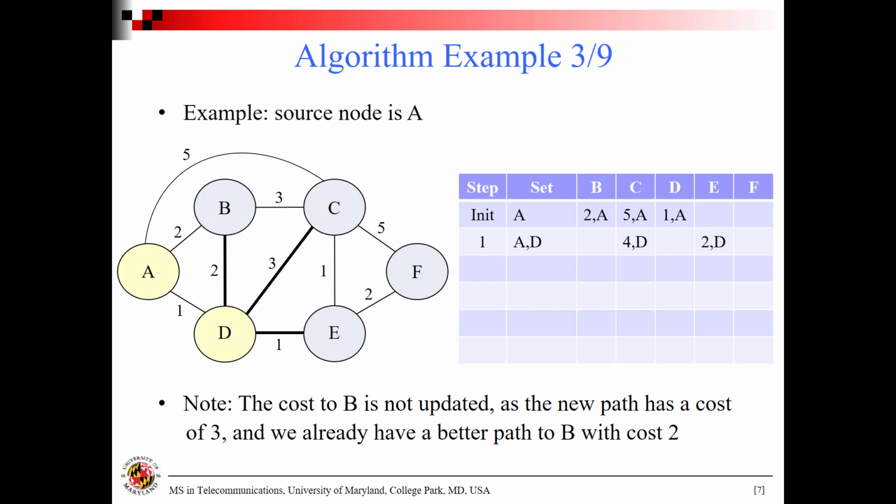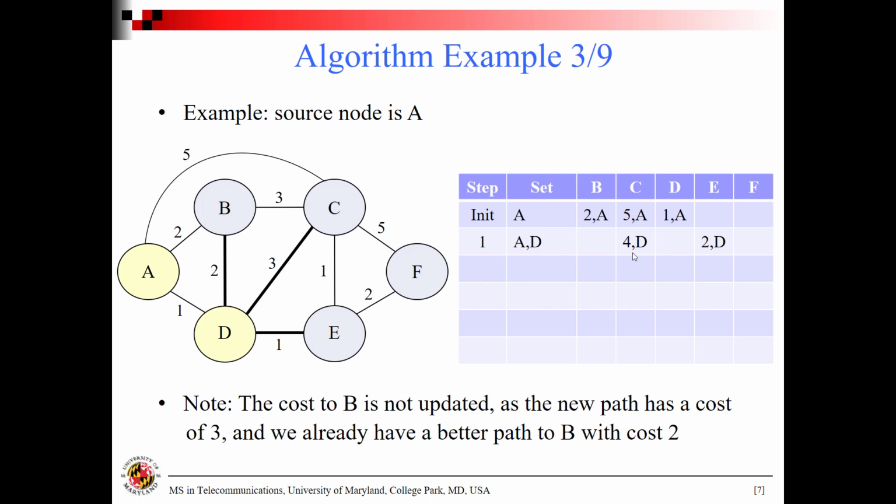So for this reason, we don't do anything with node B, okay? Even though we have discovered a new path, that path is not better than the one we already have. So we just ignore this new path. Then let's look at C.